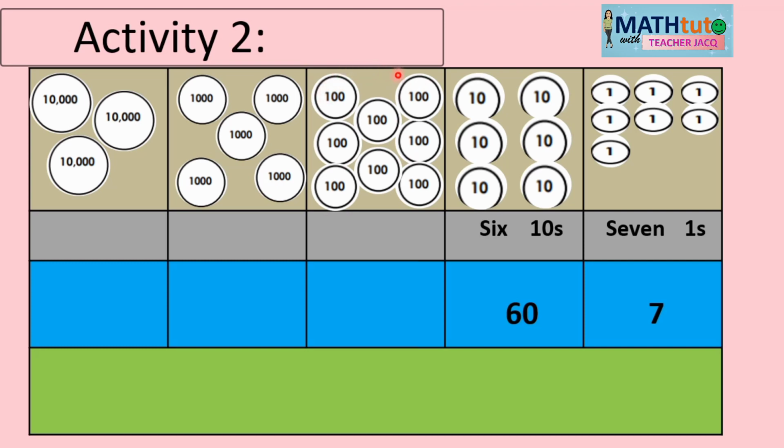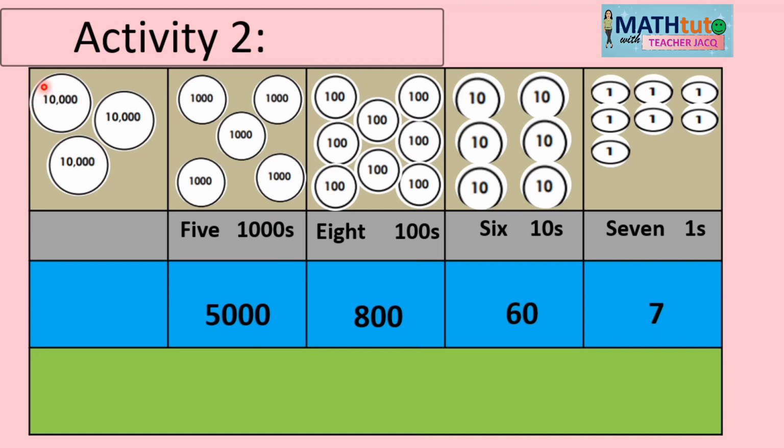6 times 10 is equal to 60. In hundreds place value, we have how many disks? 1, 2, 3, 4, 5, 6, 7, 8. So we will write 8 hundreds. 8 times 100 is equal to 800. And here in thousands place value, we have how many disks? 1, 2, 3, 4, 5. So we will write 5 thousands. 5 times 1,000, a total of 5,000.